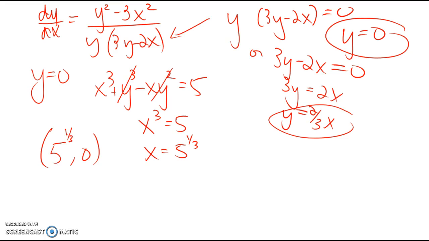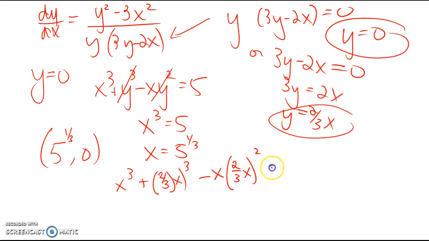So take our original equation, x to the 3rd plus 2/3 x to the 3rd, right? Minus x times y squared, which is 2/3 x squared, equals 5. We're doing the same theme. We're looking for these x cubed terms. So we have x cubed plus 8 over 27 x cubed. This would be minus 2/3 x cubed. So far, so good? These are kind of nuts. Equals 5.